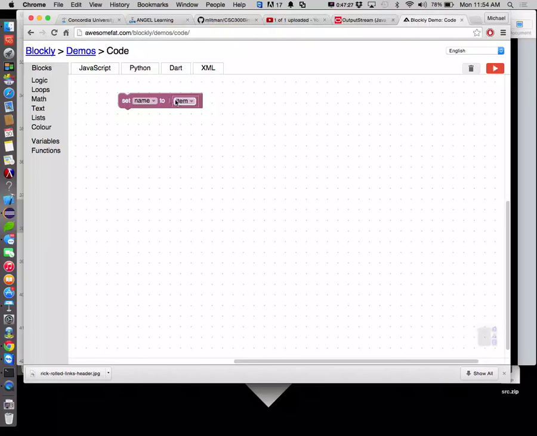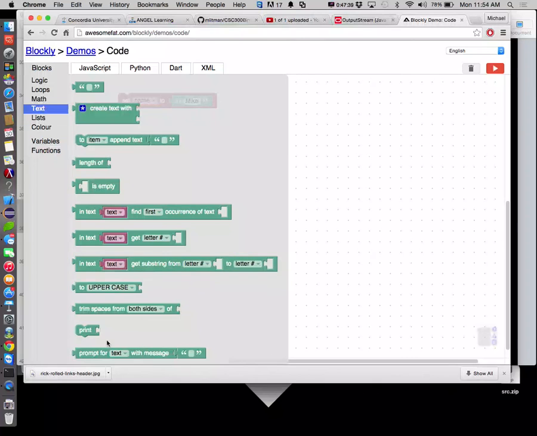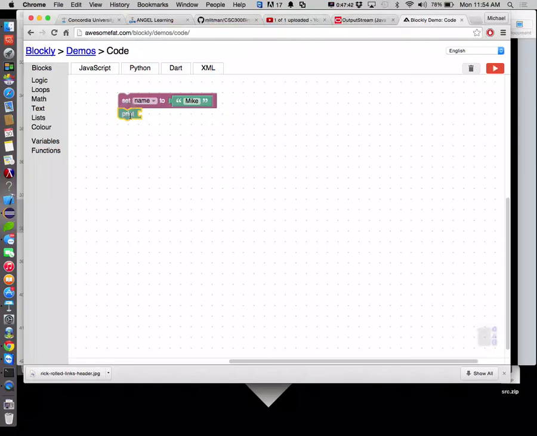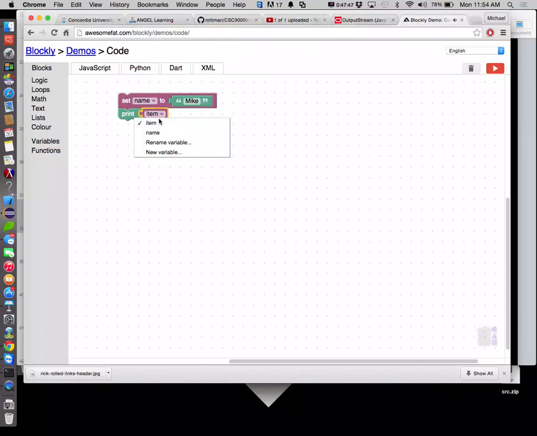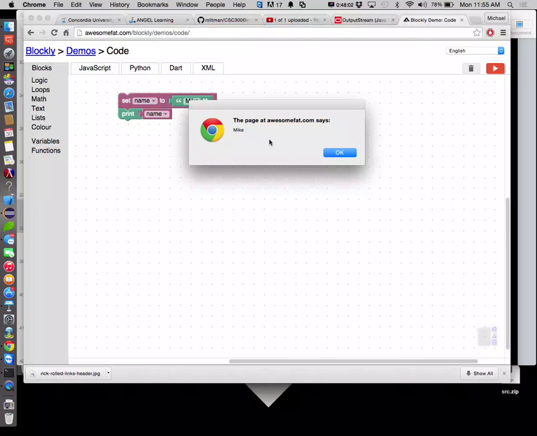Oh, actually, that's not the right thing. Mike. And then I'll go ahead, and I think it's under text, is that print? And then I'll print my name to the screen. All right, so you kind of build your logic. And this is using syntax. This is closer to what you're going to be learning next semester in Java, but still in a graphical way. And I can run this, and you'll see it pops up, and there's Mike.